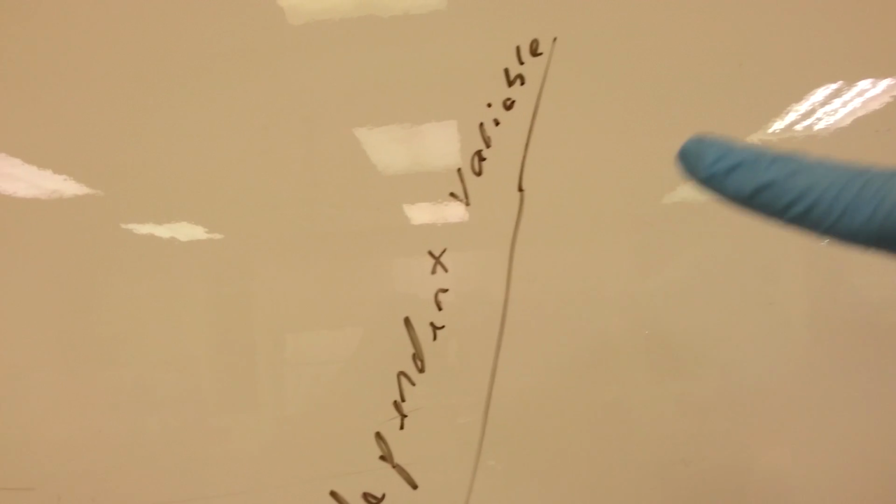And please do not ever forget this. The independent variable goes on the x-axis, and the dependent variable on the y-axis.